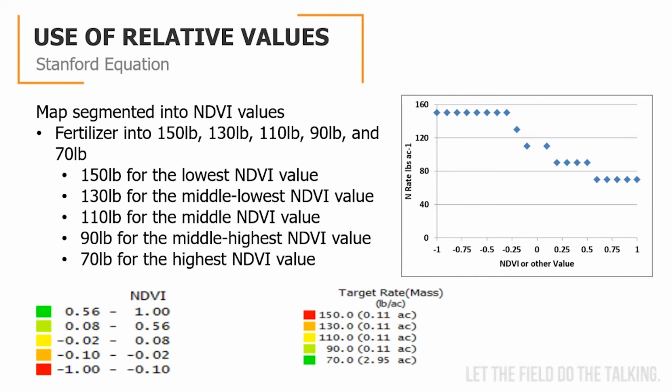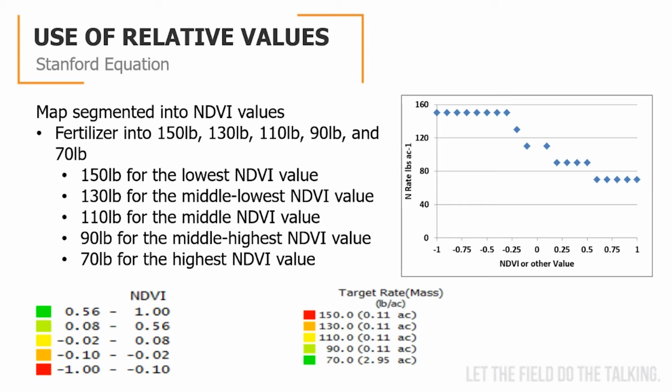And here is a similar example from a drone company where these relative values were applied. In this case, they assigned a stair-stepping fashion for the N rate and the NDVI values. They had these rates in mind, 70, 90, 110, 130, 150, that they had already generated. They assigned their higher values to their lower NDVI, and then as they got a better NDVI, they decreased the rate in this stair-stepping fashion.